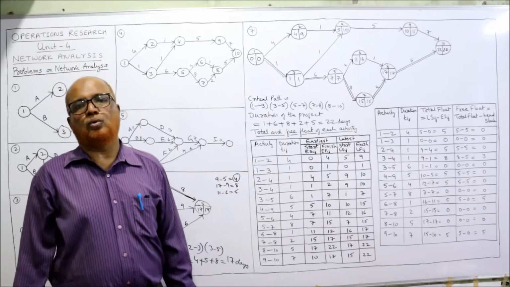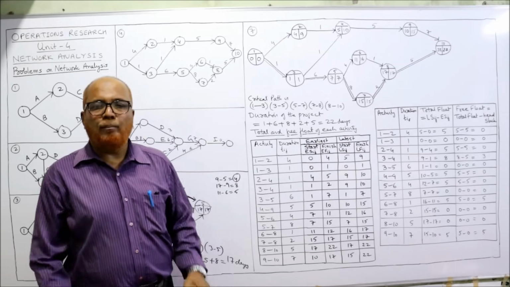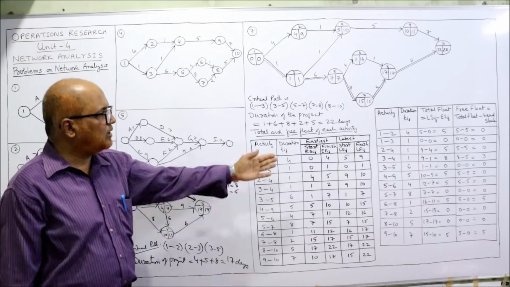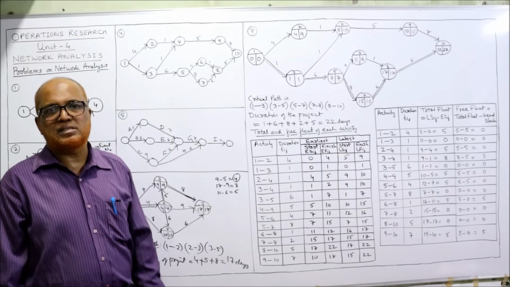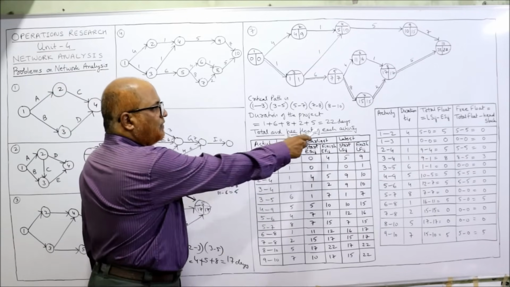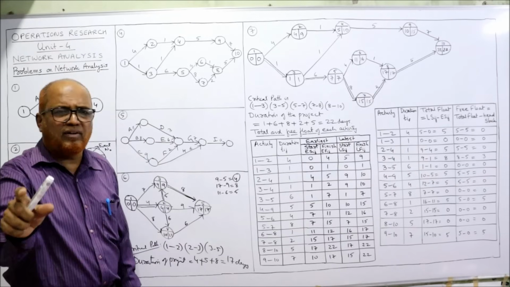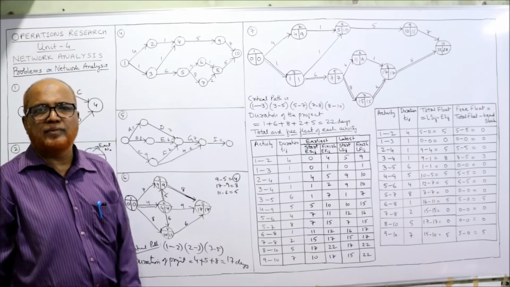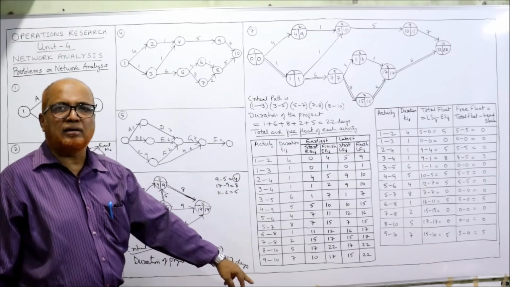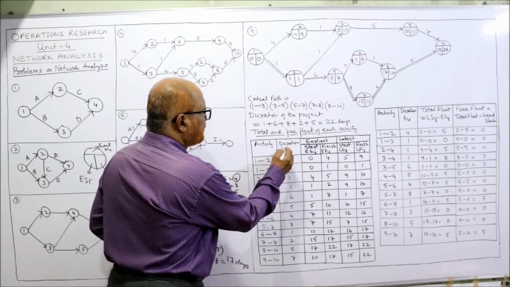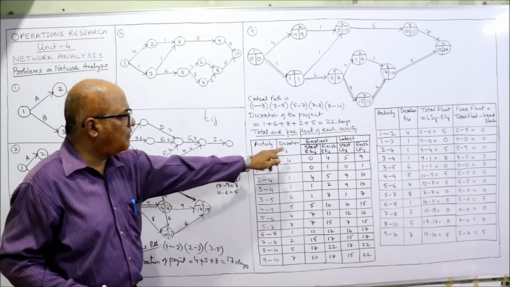Lastly, it is asking you to calculate the total float and free float. For finding out total float, free float, this table is required. 2 tables are required. Now I'll explain what you have to do in these 2 tables. Total and free float for each activity. Activity 1 to 2, 1 to 3, 2 to 4, 3 to 4. Whatever is given in the problem, same activities I have copied down. Now duration. The same duration, whatever is given in the problem, I have taken. It is denoted by Tij. This is the symbol we give for duration.